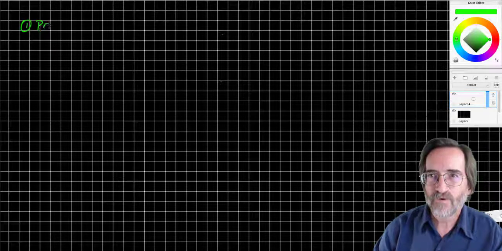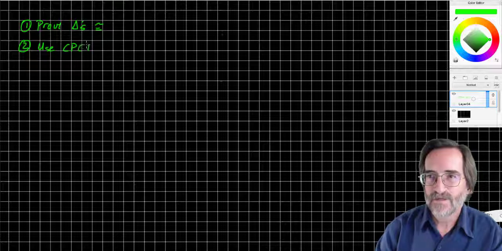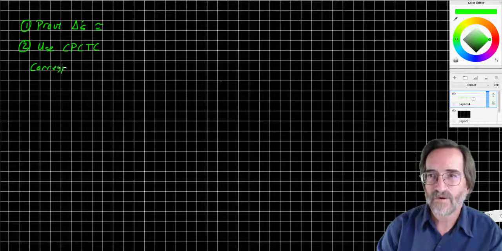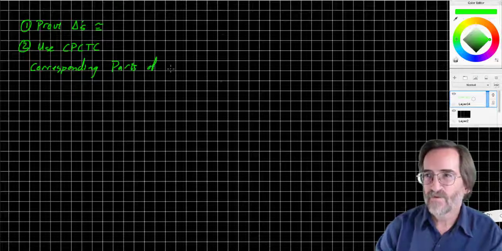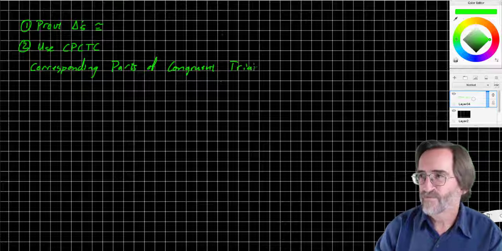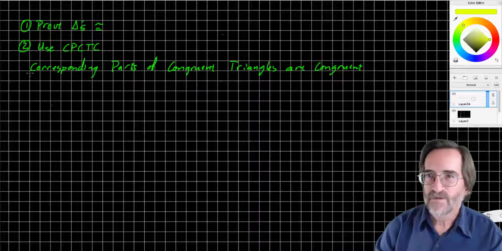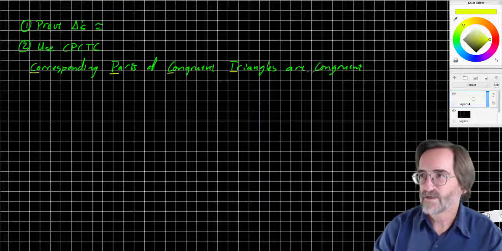1, prove the triangles congruent. You've got to have congruent triangles to use this rule. And then 2, use CPCTC. CPCTC simply stands for corresponding parts of congruent triangles are congruent. CPCTC. C, P, C, T, C.